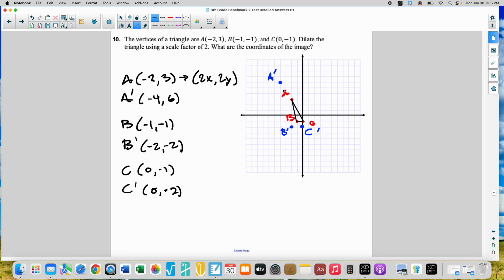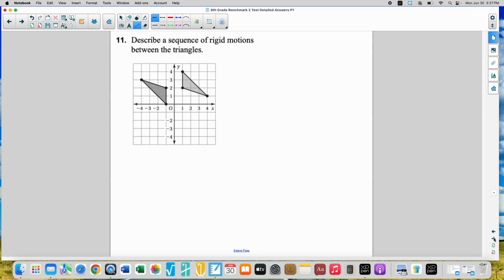And if we connect the dots, we get an object that is 2 times bigger. It's dilated 2 times, a scale factor of 2. Cool. I like scale factors. Scale factors can be fun. They can also be really hard and not fun.